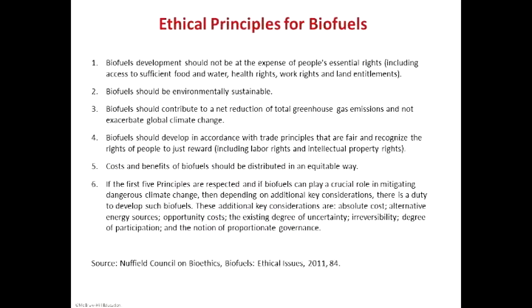Ethical principles of biofuels. Biofuels development should not be at the expense of people's rights. Everybody has a right to have what they have. Biofuels should be environmentally sustainable. Biofuels should contribute to the net reduction of total greenhouse gases. These are the rules that we're agreeing to work by and live by.